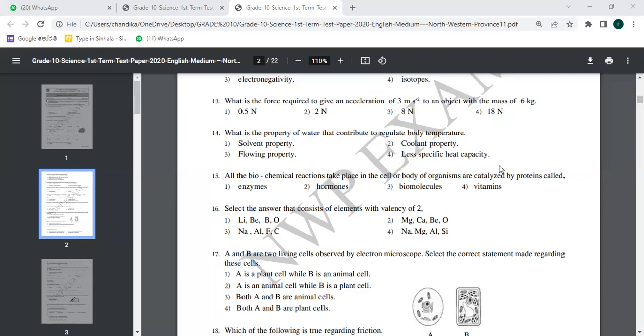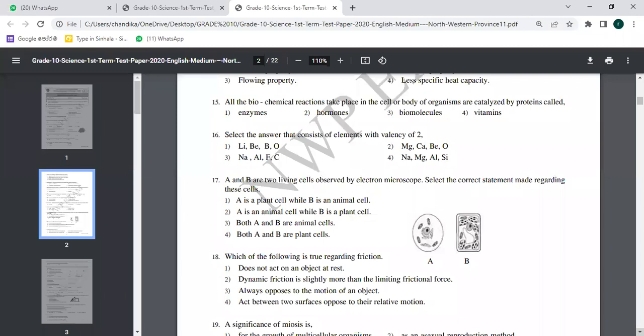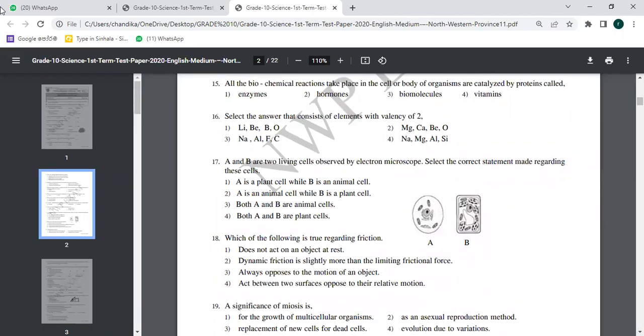All the biochemical reactions that take place in the cell or body of organisms are catalyzed by proteins called... Very easy question. First one. First one, enzymes, correct. Yeah, good. The answer is the first one, that is enzymes. Okay, correct, right? Enzymes.